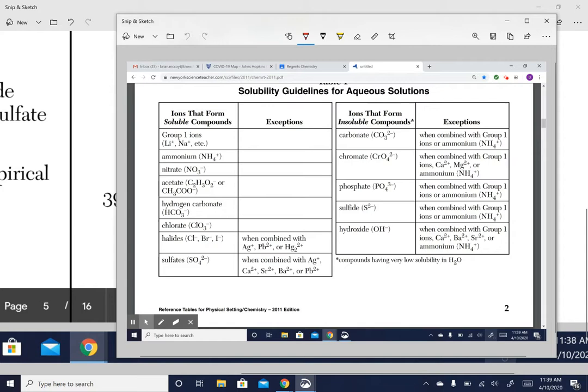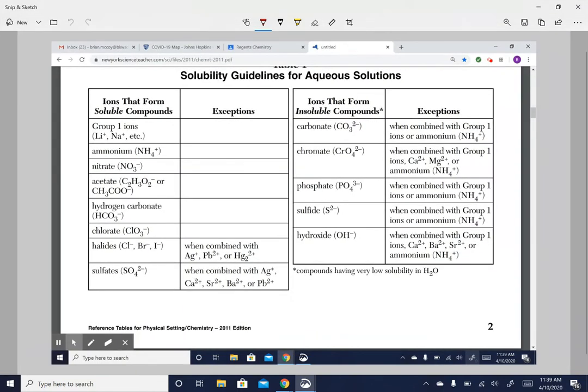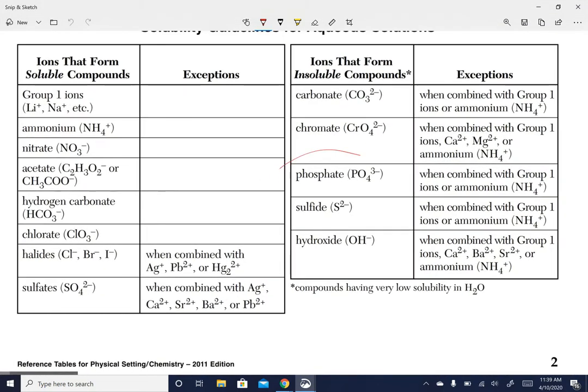PO4 is right here. Aluminum is not one of the exceptions. So what does that mean? It means AlPO4 is solid, insoluble, because aluminum is not an exception. So I think number one's the answer, but let's see.